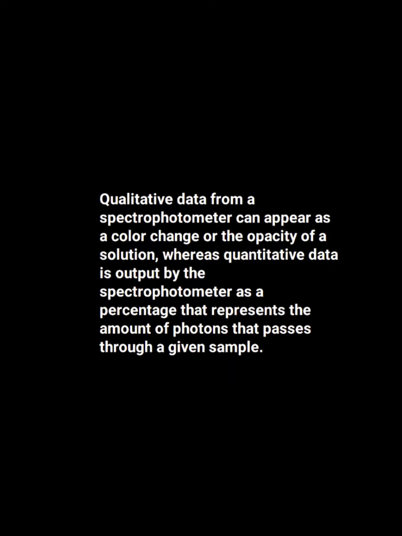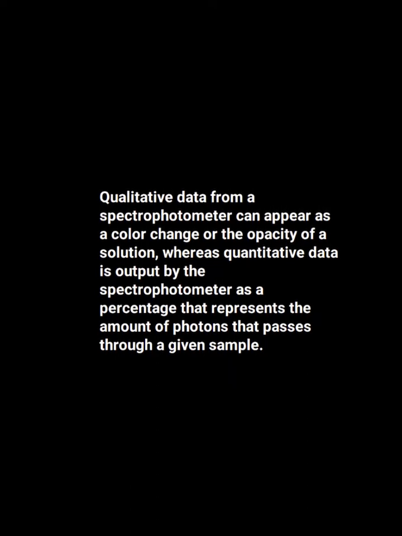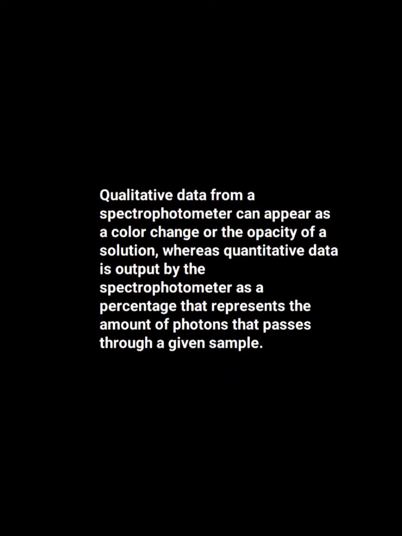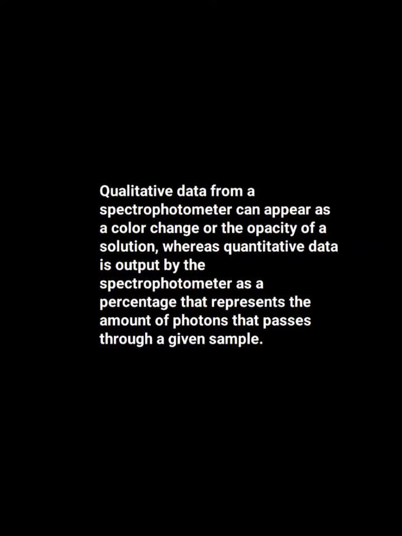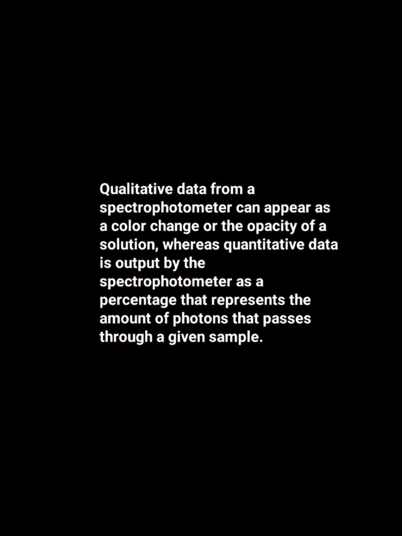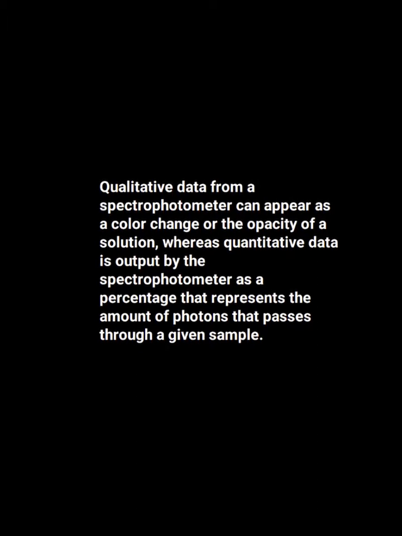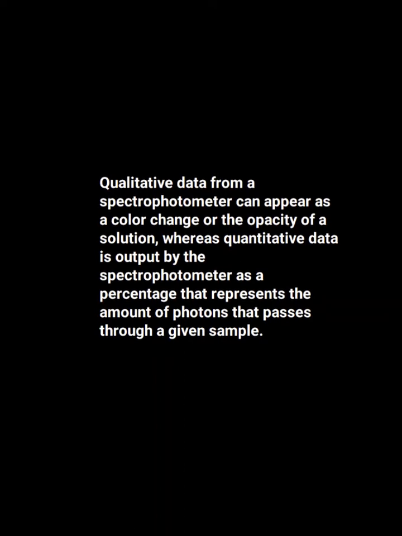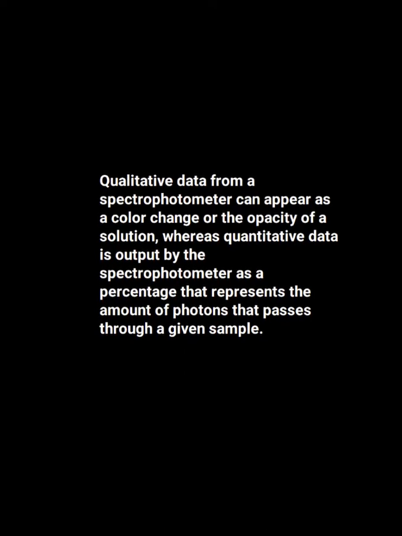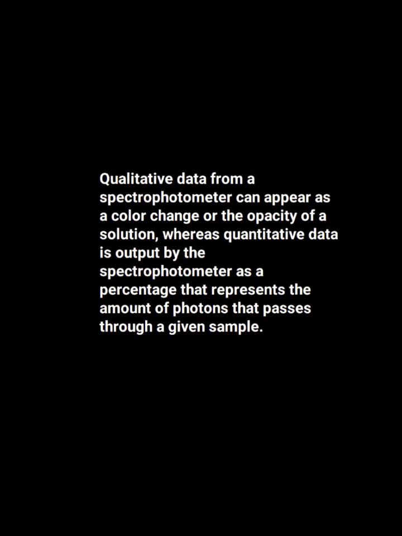Data can be gathered from a spectrophotometer qualitatively or quantitatively. Qualitative data from a spectrophotometer can appear as a color change or the opacity of a solution, whereas quantitative data is output by the spectrophotometer as the percentage that represents the amount of photons that passes through a given sample.